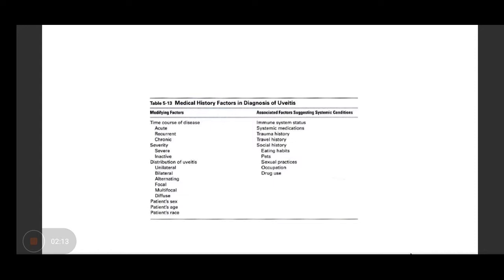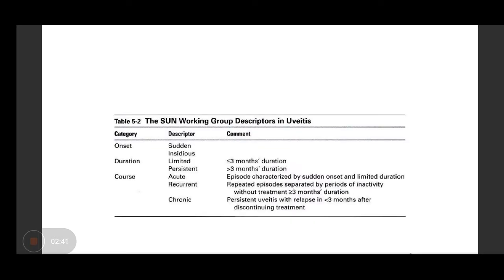So the associated factors suggesting systemic conditions can be the immune system status. Is it an immunocompromised patient or an immunocompetent patient? Any systemic medication the patient is taking, any history of trauma or travel, especially to the West countries, or any social habits, like whether the patient is eating raw meat, has pets at home, what are the sexual practices of the patient, occupation, and drug use.